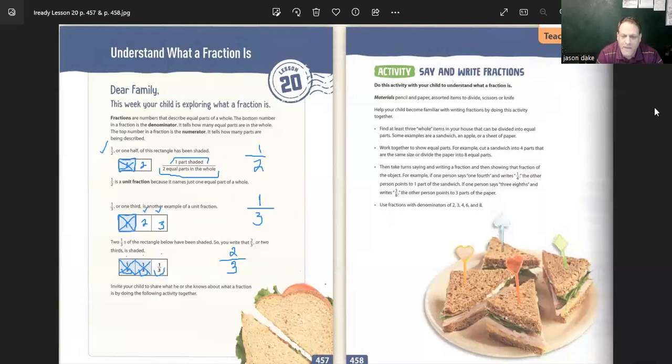For example, if one person says 1/4, then write 1/4. The other person points to one part of the sandwich. If one person says 3/8 and writes 3/8, then the other person points to 3 parts of the paper. Use fractions with denominators of 2, 3, 4, 6, and 8. Let me show you an example.